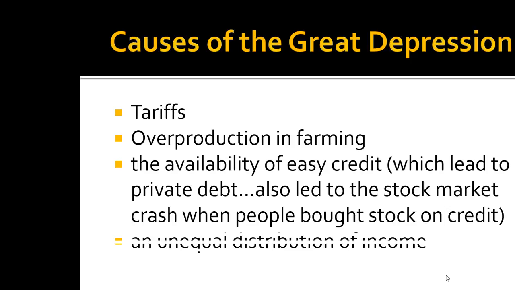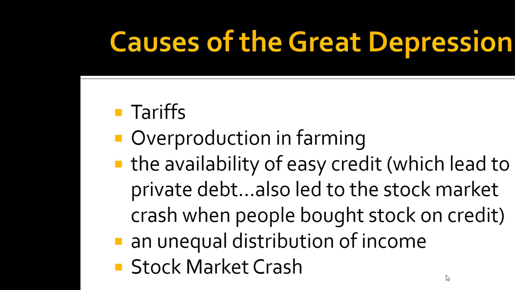So if we look at the main causes of the Great Depression, we consider these following five things. Tariffs, because there were some tariffs in place, which are a barrier to free and open trade. When you tax a foreign business for doing business in your country, that does hurt international trade.